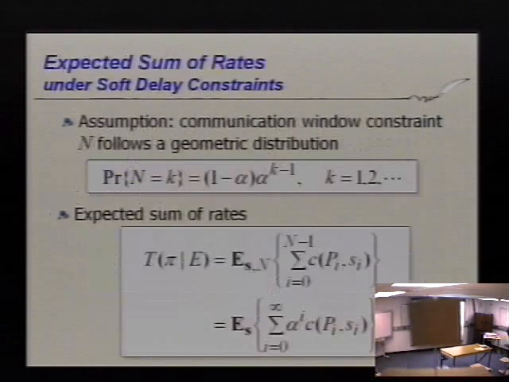So for the soft delay constraint case, as we said, the communication window is assumed to be a random variable which is independent of the action of the transmitter. Let this communication window N follow a geometric distribution given by this equation. Here alpha is the discounting parameter. By this definition, in each block the communication may be terminated with probability 1 minus alpha. And the expected sum of rates is given by this equation, and the expectation is over both the channel state and this communication window N.